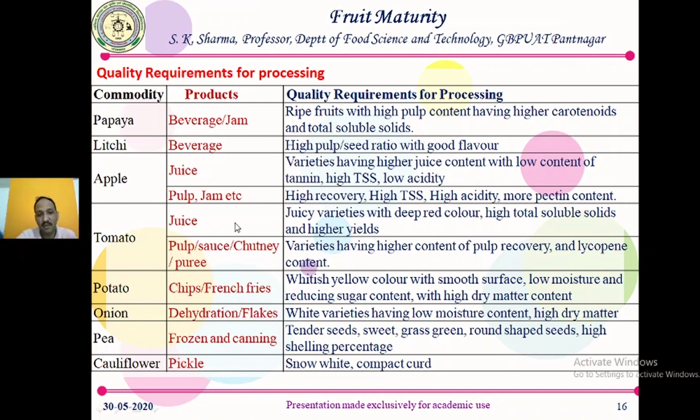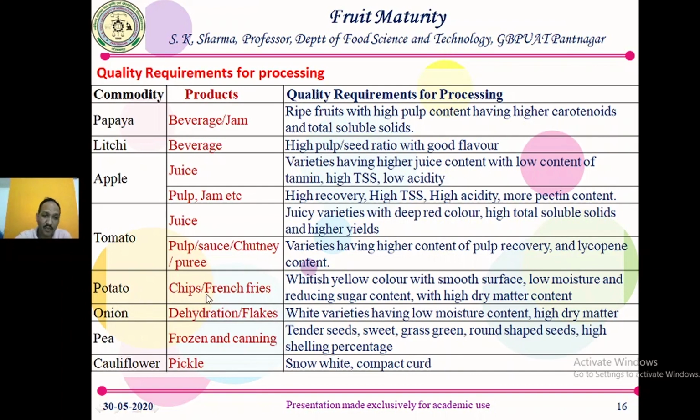Now tomato, we have already discussed that in case of tomato to be transported to distant places, it has to be different. But if it has to be processed for the purpose of making a juice, the pulp or a chutney, here we should go for higher total soluble solids as well as higher recovery. So that is what is desirable. As far as the juice is concerned, those varieties which have a smaller size of seed and higher juice content should be preferred.